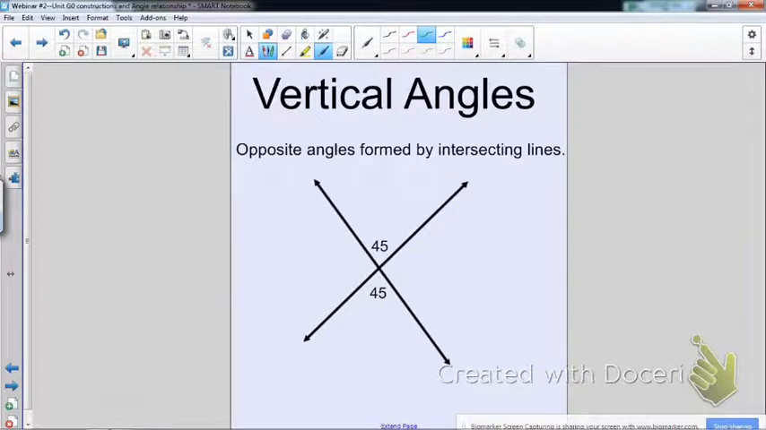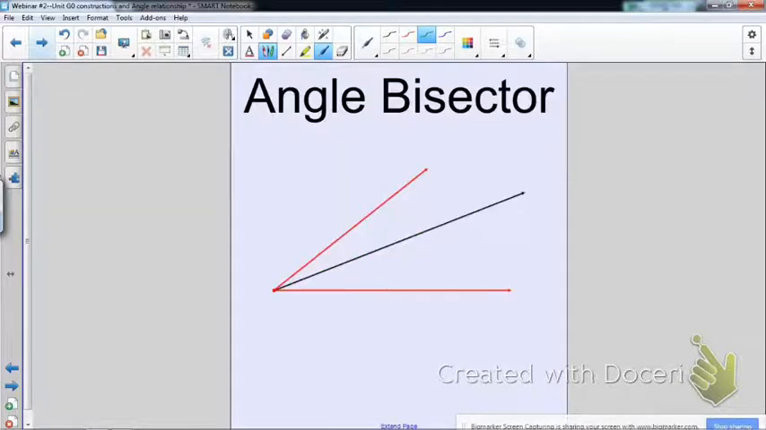Vertical angles are angles that are opposite from one another. And we know that vertical angles are also congruent to one another. So that's something that you should know. Angle bisector means that if I have an angle here, and when I say bisects, it basically means it cuts it in half. So whatever the angle we have here, let's say is 90 degrees, it'll cut it in half into 45 degrees and then 45 degrees, for example. So just remember, it cuts it in half.